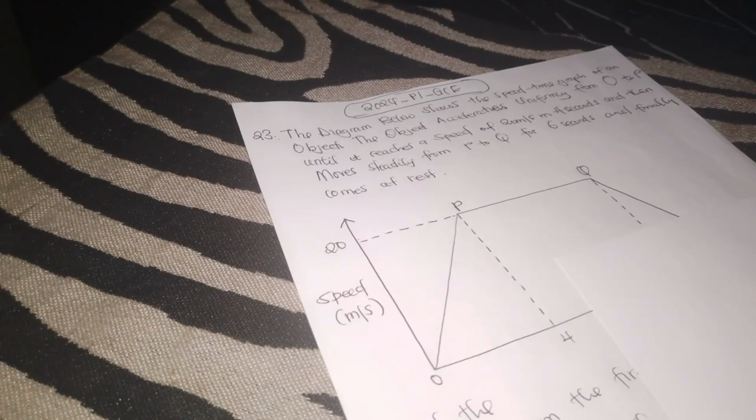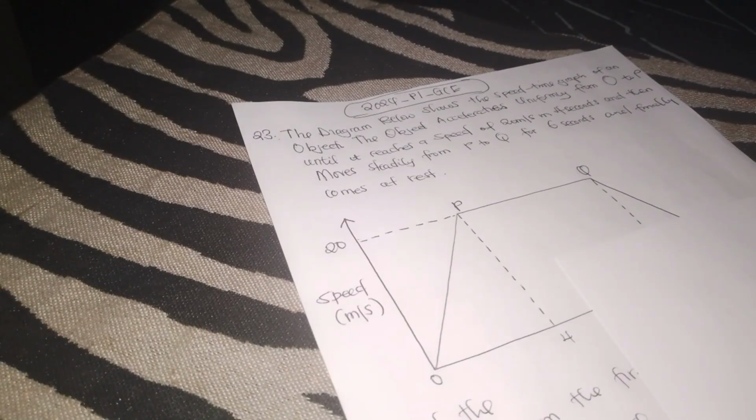Okay, so this is 2024 paper 1 GCE question 23. The question reads, the diagram below shows the speed time graph of an object. The object accelerates uniformly from 0 to p until it reaches a speed of 20 meters per second in 4 seconds, and then moves steadily from p to q for 6 seconds and finally comes to rest.